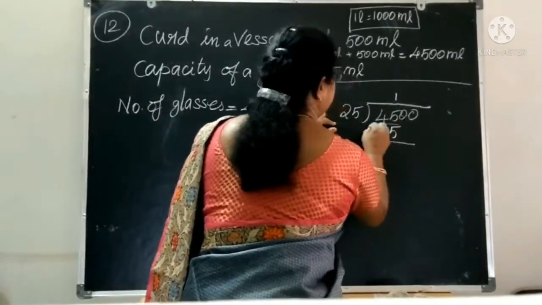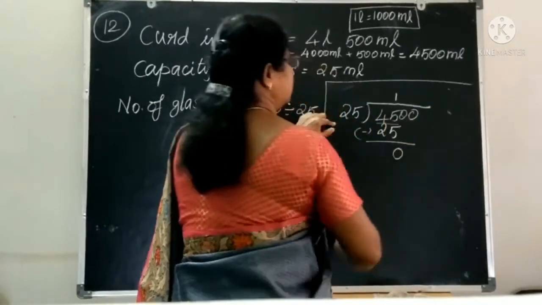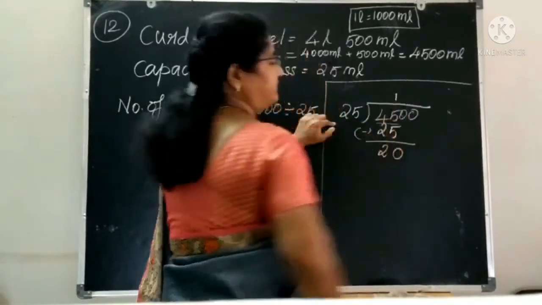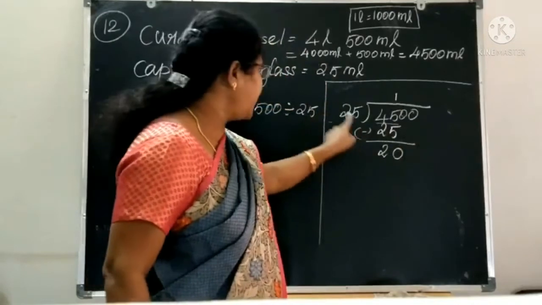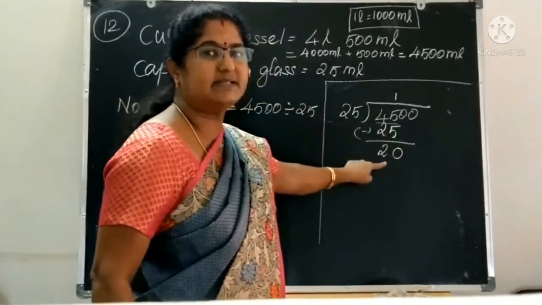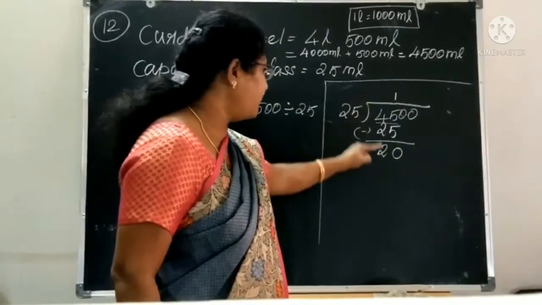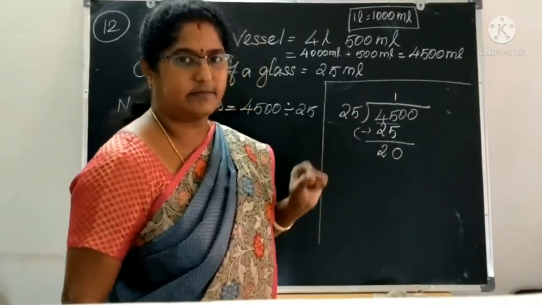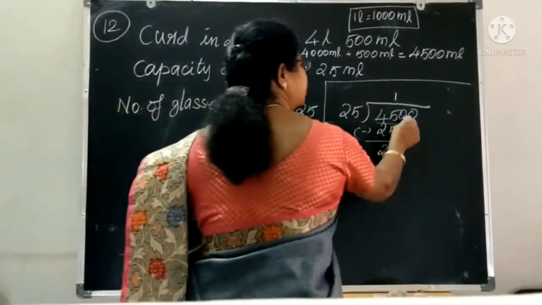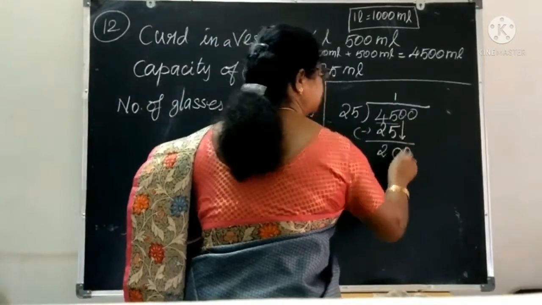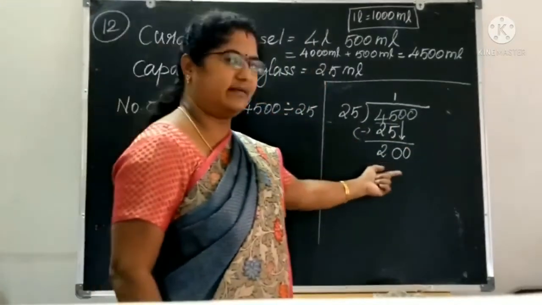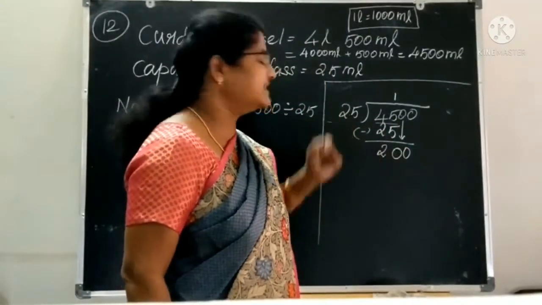1 time, 25. Subtract. 5 minus 5, 0. 4 minus 2, 2. Remainder is 20. Compare with the divisor: the remainder is smaller than the divisor, so the first step is correct. Go to the next one. Here the 0, bring down the next digit. Now it is 200, and 200 is greater than 25.